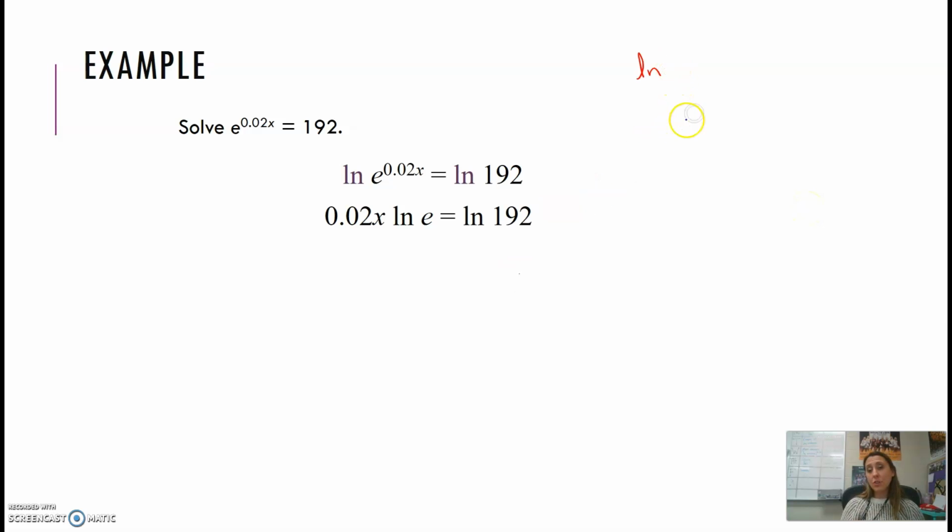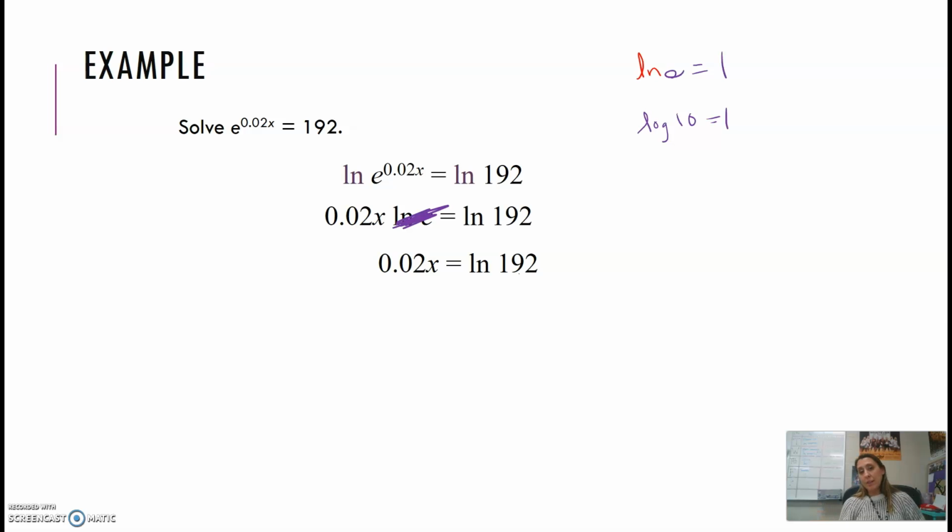Okay, the natural log of e, and this is something you'll use a lot in calculus and in pre-calc or trig, is equal to 1. And remember, log of 10 is equal to 1. So we need to remember those properties. So if we know that this is a 1, it cancels out, and we're just left with 0.02x is equal to the natural log of 192.